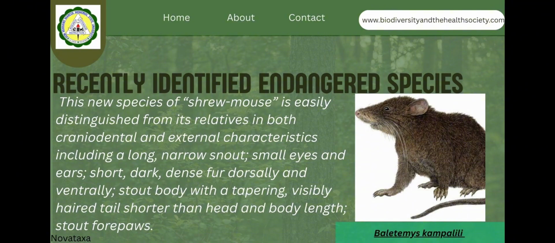This new species of shrew mouse is easily distinguished from its relatives in both craniodental and external characteristics, including a long, narrow snout, small eyes and ears, short, dark, dense fur dorsally and ventrally, stout body, with a tapering, visibly haired tail shorter than head and body length, stout forepaws.